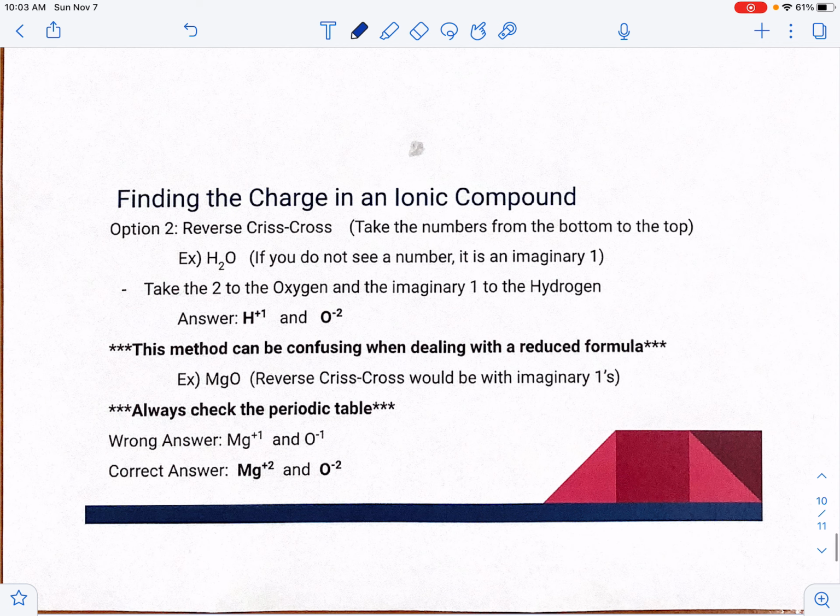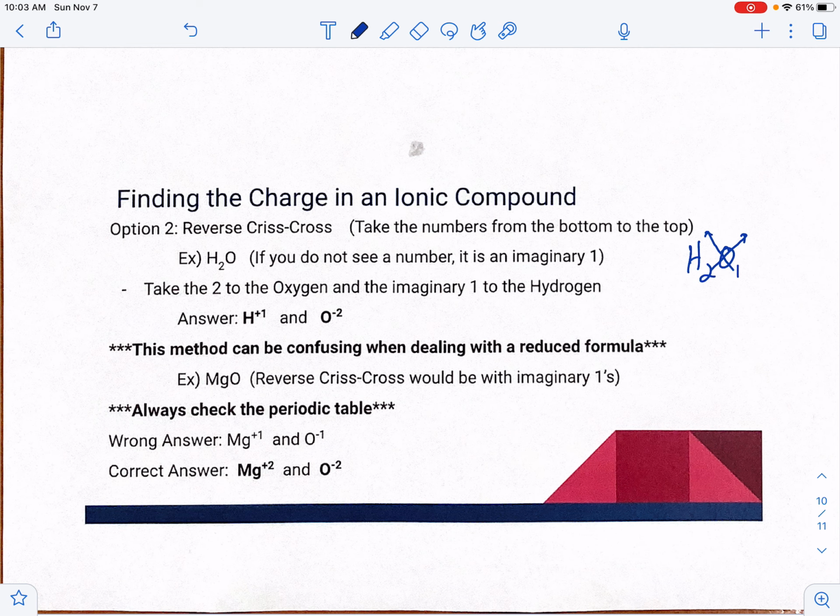Now, you can do something like reverse crisscross. You can take the numbers from the bottom to the top. So my first example is if I have H2O. Now if you do not see a number on oxygen, that's basically an imaginary 1. So what I'm going to do is take that 2 up to the top of oxygen, and I would take that 1 up to the top of hydrogen.